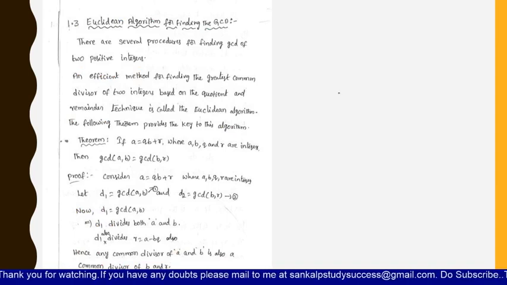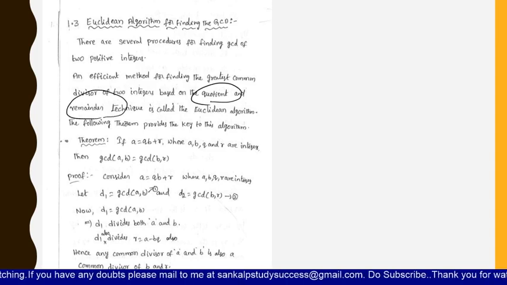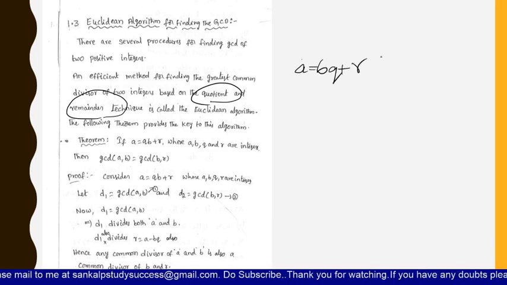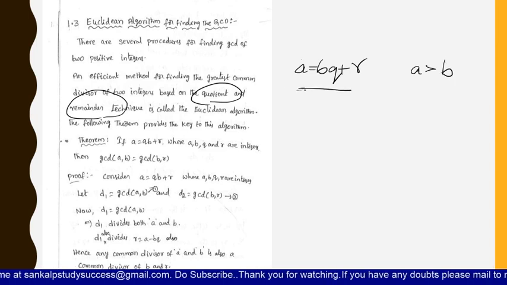It is the most efficient method to find the GCD of two numbers, based on the quotient and remainder technique. For example, we have already seen the remainder theorem, that is, A = BQ + R, where A is greater than B, correct? A = BQ + R is the remainder theorem. Using this theorem, you can easily find the GCD of two numbers by using the Euclidean algorithm.